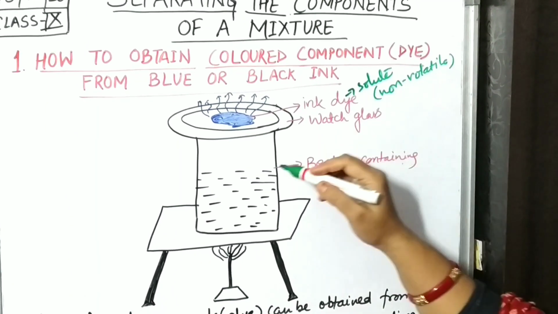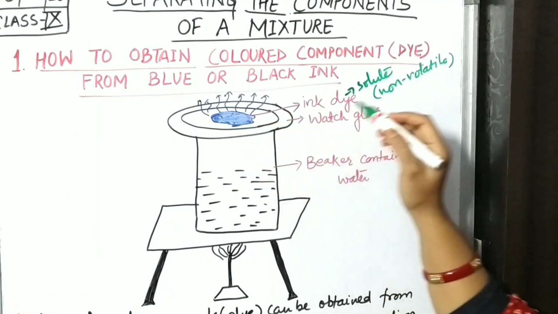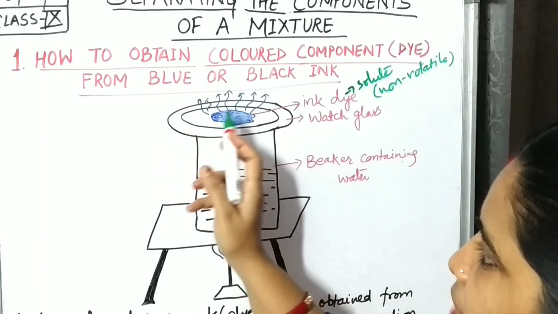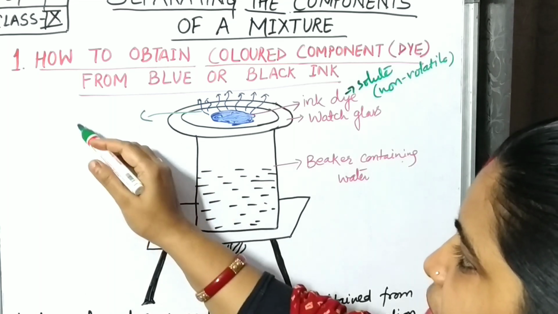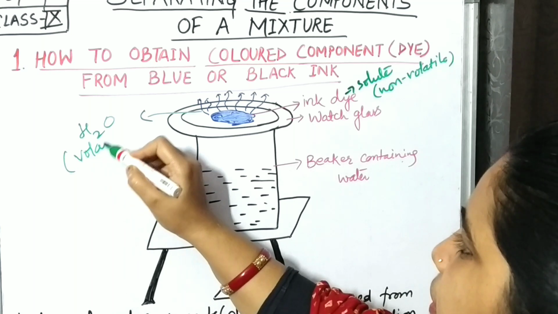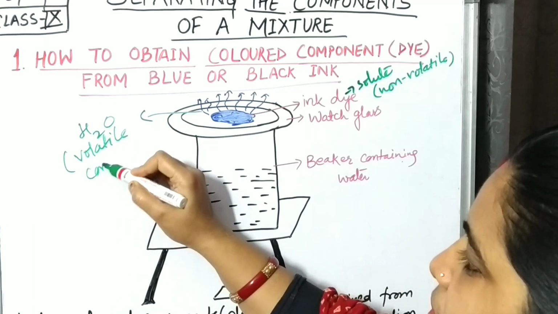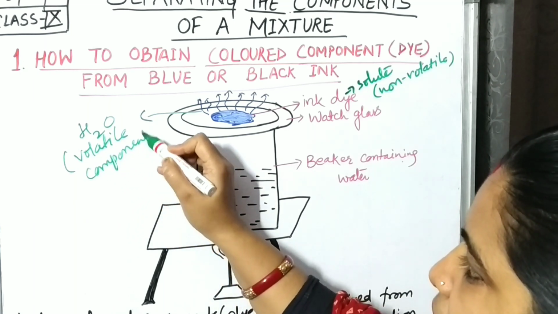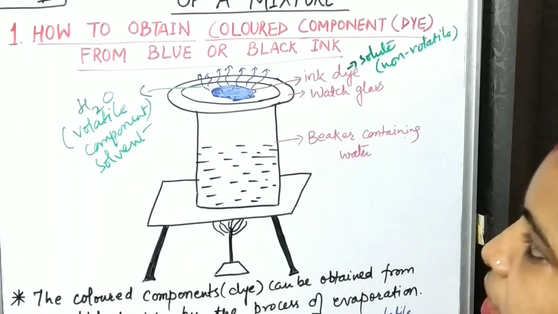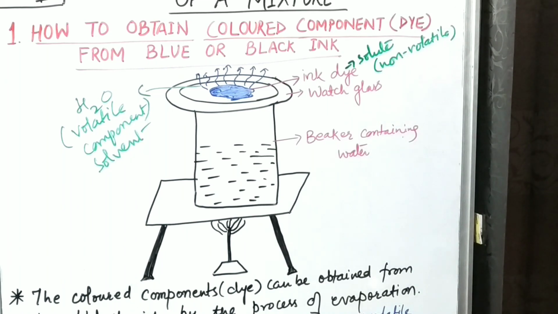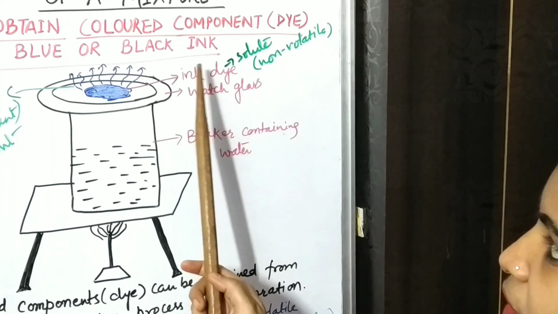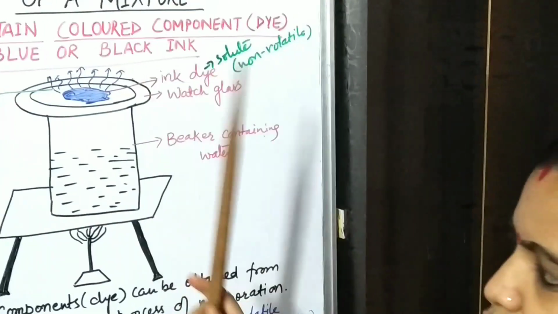However, the water component which is mixed with it, the vapors coming out from it are due to the presence of water in it, and it is the volatile component. You can also say that it was the solvent. Understood? So this is the process by which we can separate the ink dye from its solution.